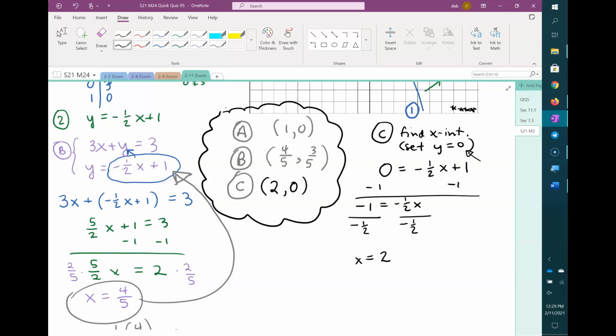Then the last step in a word problem would be to find your objective function and evaluate your objective function at each of these points. So let me know if you still have questions. I'm happy to answer.